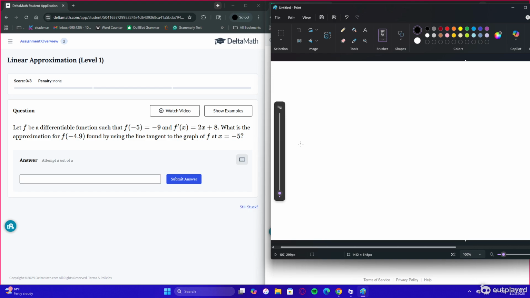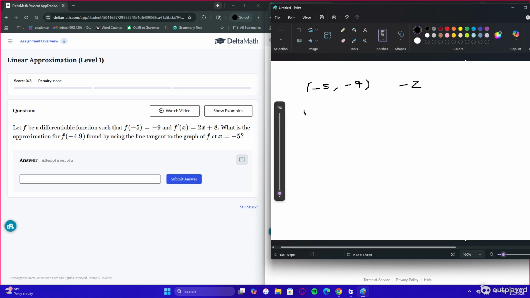Okay, now here they give us basically the same problem, except instead of giving us, say, f prime of something like a number like 5, they just give us the function f prime of x. So you have to solve for that instead, but still they give us f of -5 is equal to -9, so we know that our point is -5 comma -9. But now f prime of x, so now we have to find f prime of x at -5. So 2 times -5 plus 8 is equal to -2. So our point is going to be -5 comma -9, and our slope at that point is going to be -2.